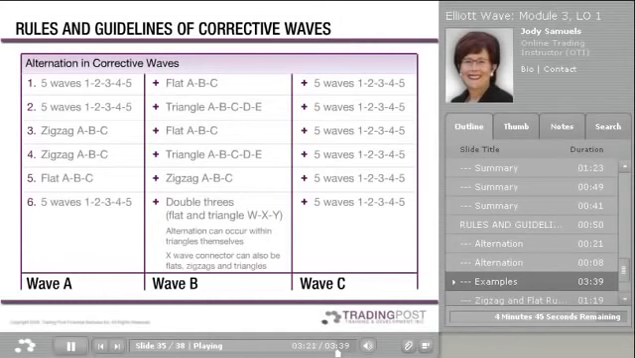What do all of these combinations have in common? What are the 4 patterns that repeat themselves over and over again in these corrections? You would be correct if you said zigzags, flats, triangles, and combinations.